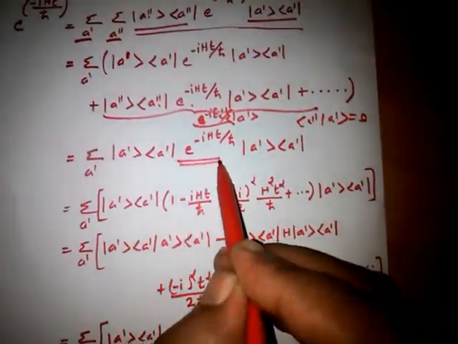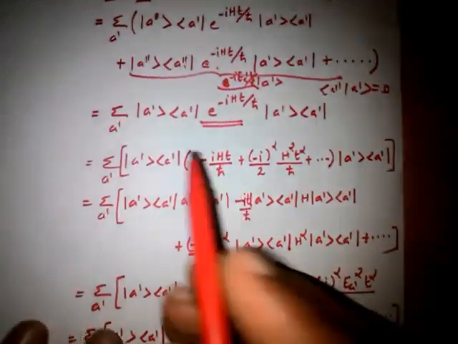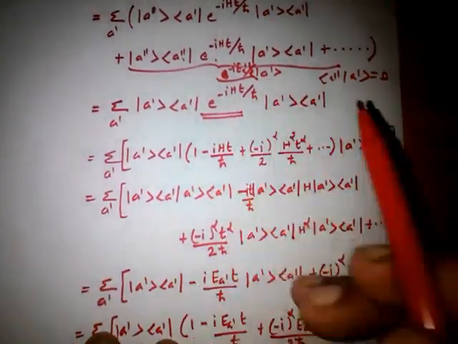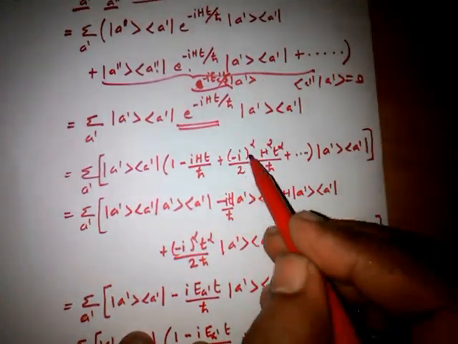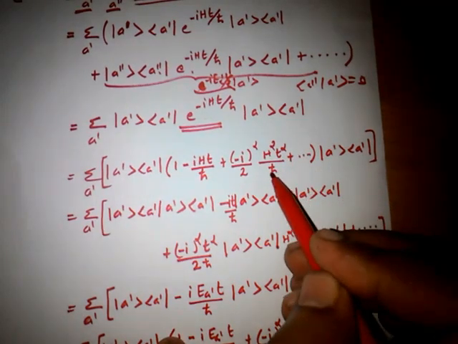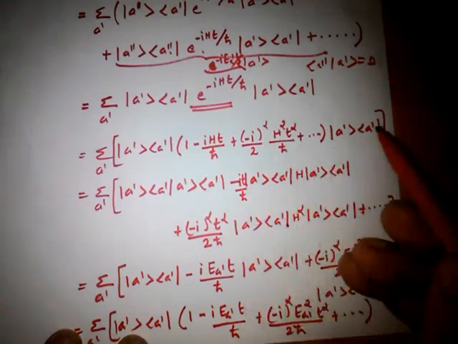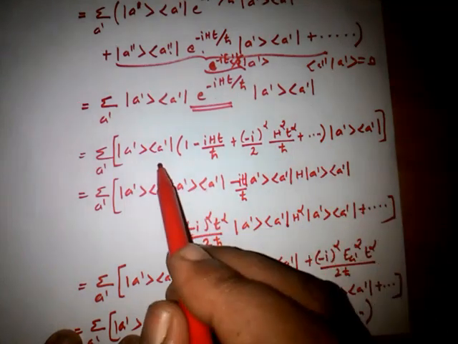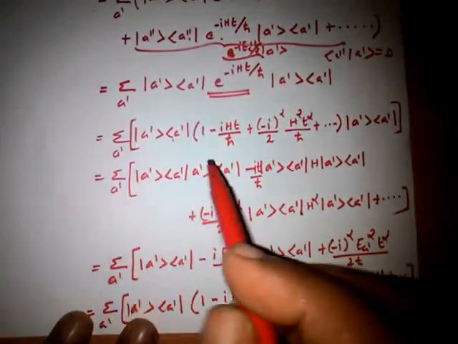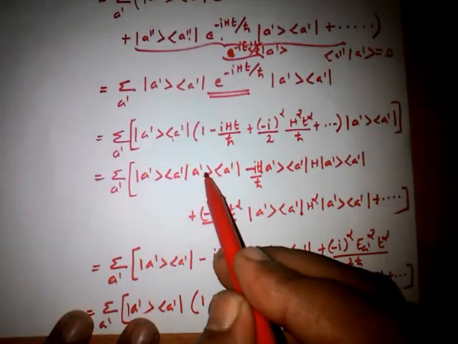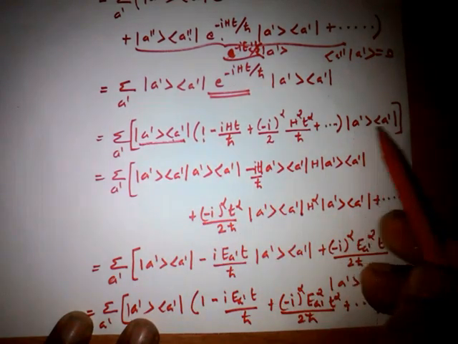So we can expand this term as we have expanded in equation 3, that is the sum of a dash, outer product of a dash. This term we can expand as 1 minus iHt over h cross plus minus i squared divided by 2 h squared, t squared over h cross, plus etc., into the outer product of a dash. Okay, this we can expand again, because we can multiply with these terms. Then we will get the sum of a dash, outer product of a dash, into the outer product, where we can multiply this with this one and then with this one.